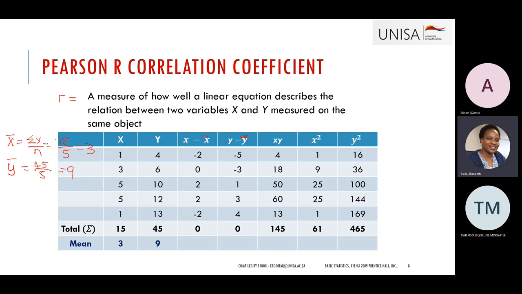So if you have your mean and you have your summation, you should be able to also calculate other measures. For example, the third column says X observation minus the mean. What it means is that for every value of X, we're going to subtract the mean. So 1 minus 3 equals minus 2. 3 minus 3 is 0, 5 minus 3 is 2, 5 minus 3 is 2, 1 minus 3 will be minus 2. And if I add all of them, I will get 0 because they cancel out. Minus 2 plus 0 plus 2 will be 0, plus 2 will be 2, minus 2 will be 0.